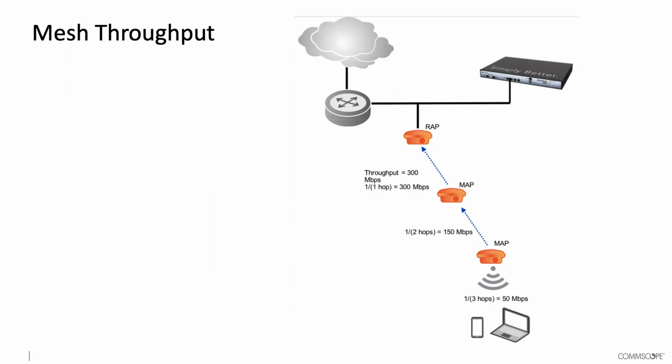So for the first hop, you get whatever that throughput is. Like here we have 300 megabits. That depends on lots of things, channel bandwidth, the signal strength, signal-to-noise ratio, et cetera. But let's say it's 300 megabits per second is what we get. Then the next link is going to be 1 divided by 2 hops, or 150 megabits per second. And then the third link, you have 1 divided by 3, or 50 megabits per second. So you can see how as you get further from the root AP, the throughput is going to drop.